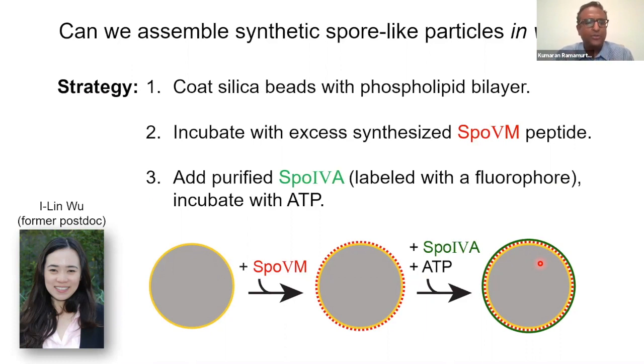So what she decided to do was to combine all of the reactions that I showed you earlier together in one test tube. So she starts off with those silica beads that I introduced to you earlier. Her strategy was to coat them with a phospholipid bilayer. She comes back with a synthesized SpoVM peptide. Remember, it's only 26 amino acids long, so we can just synthesize this and absorb it onto the surface. She then purified SpoVA, and in these experiments, she's incubating it with the ATP. In these experiments also, the SpoVA is labeled with a fluorophore, so she can visualize it. And the idea is that it should polymerize on the surface of these beads.